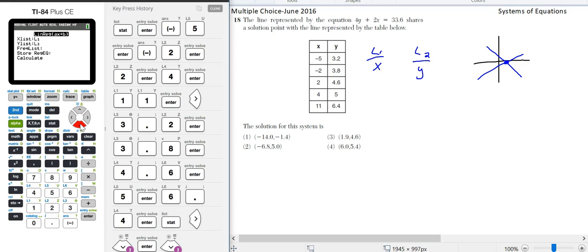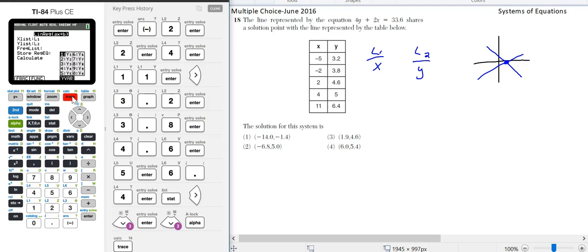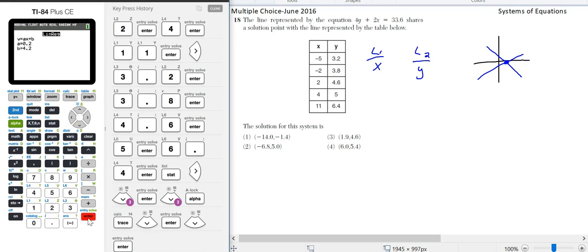Store regression equation. We can store whatever equation we get in y1, y2, y3 so that it graphs. Let's do that. So we're going to do alpha f4, and let's store it in y2. Press enter, and then calculate. And the calculator gives us our equation. y = ax + b, and we know that a is 0.2 and b is 4.2. So this is one of our equations.